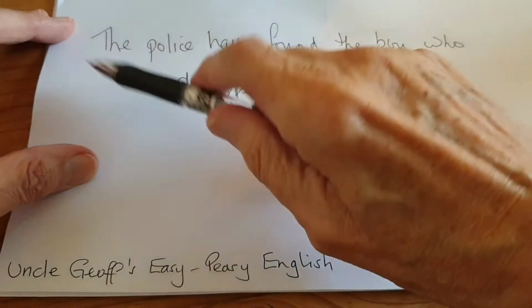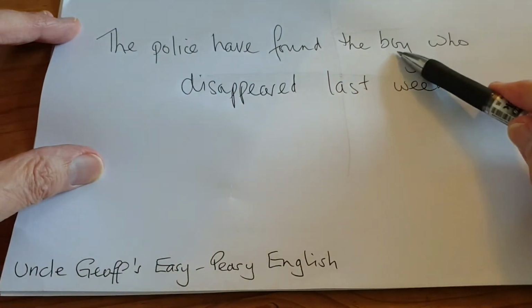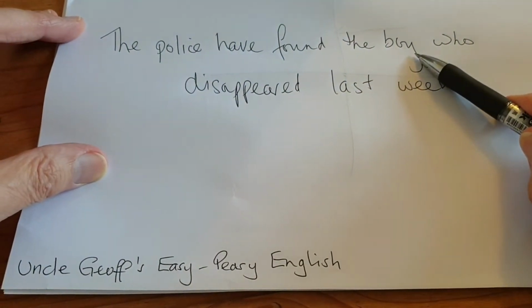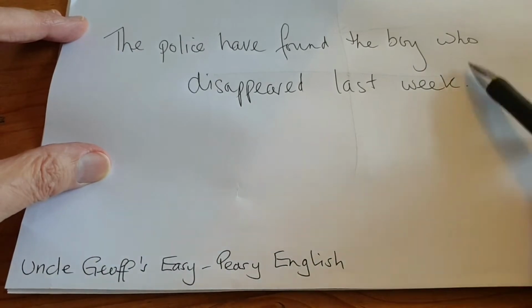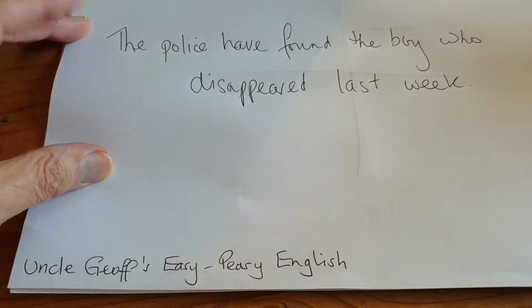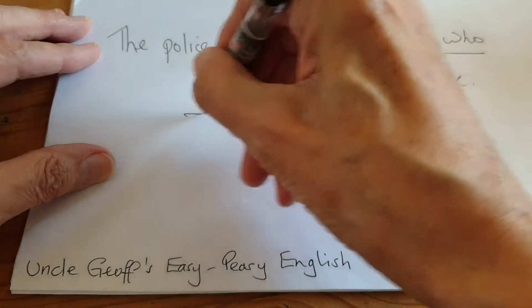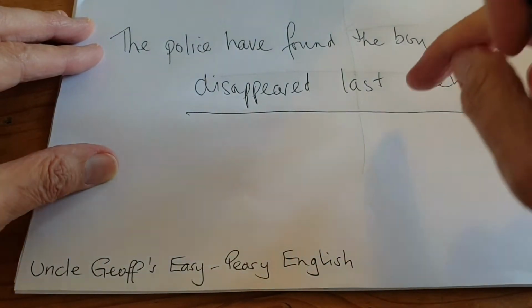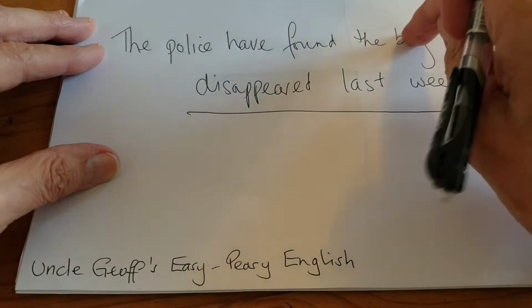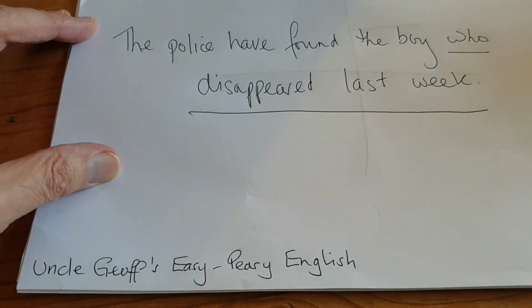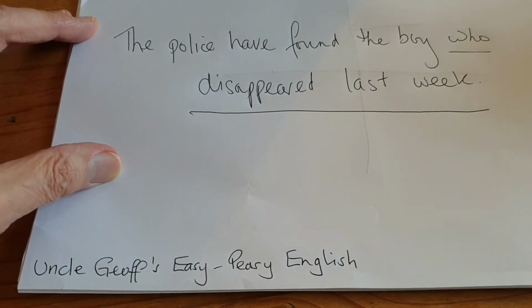The main clause is this one. The police have found the boy. The extra information, the relative clause, is who disappeared last week. The police have found the boy who disappeared last week. We need this information to define the boy. So that's a defining relative clause.